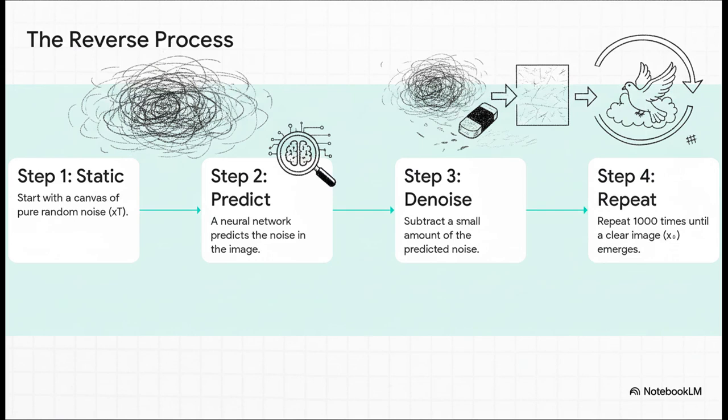So to create a totally new image, the AI starts with a blank canvas of random static. Then, at each of the 1,000 steps back, its only job is to look at the noisy image and predict the noise that's in it. Then it just subtracts a little bit of what it predicted, making the image a tiny bit cleaner. It repeats this super careful cleanup job 1,000 times, and just like a sculptor chipping away at a block of marble, a beautiful, coherent image slowly emerges from all that chaos.